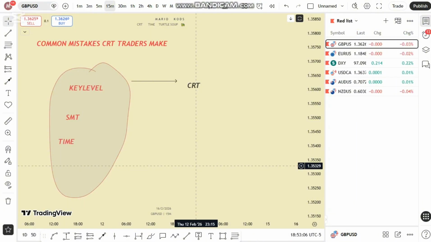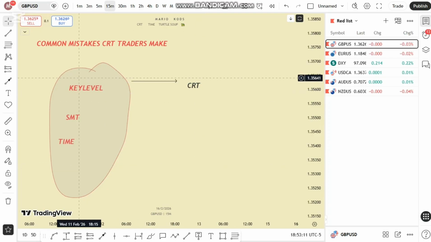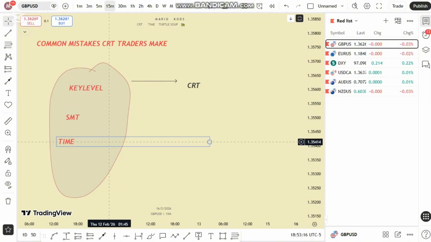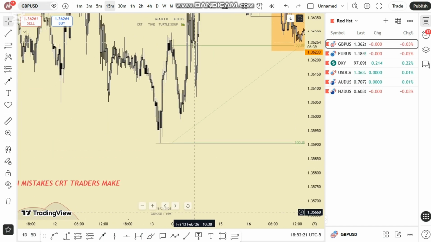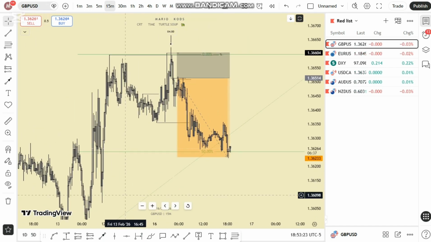Forget about key level. I know key level is important, but key level is about 70%, while SMT is 95% important. Now, look at the trade I took today. There was no key level. I got this trade with a good confirmation, SMT confirmation. I never trade with key level. You can trade with key level, but first of all, let me break it down for you.